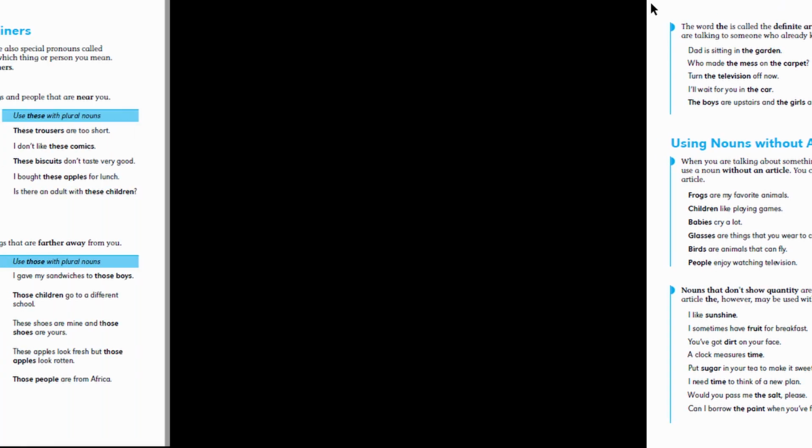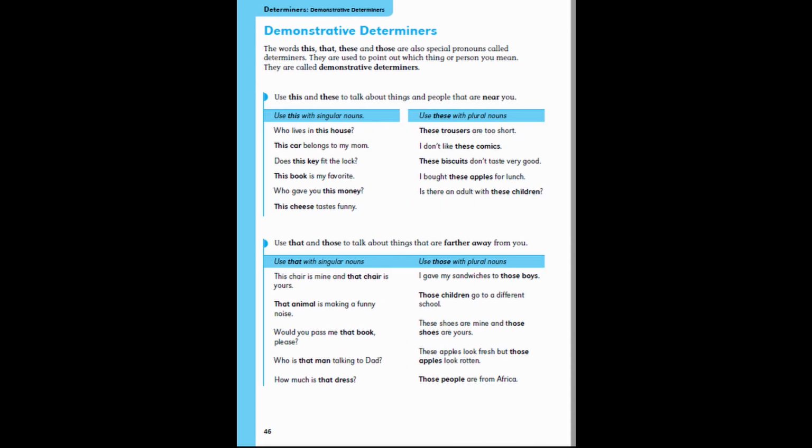Now moving on. So now we'll be taking a look at demonstrative determiners, or demonstratives if you would like a better pronunciation than what I just gave you. So the words this, that, these, and those are also special pronouns called determiners. They are used to point out which thing or person you mean. All right, they're called demonstrative determiners. Basically, demonstrative means showing something or indicating something or denoting something, which is what these words are used for. So for the examples, this and these talk about things and people that are near you.